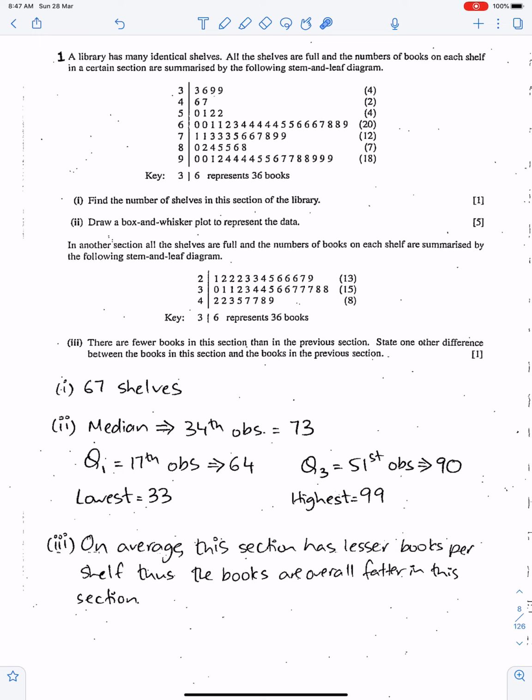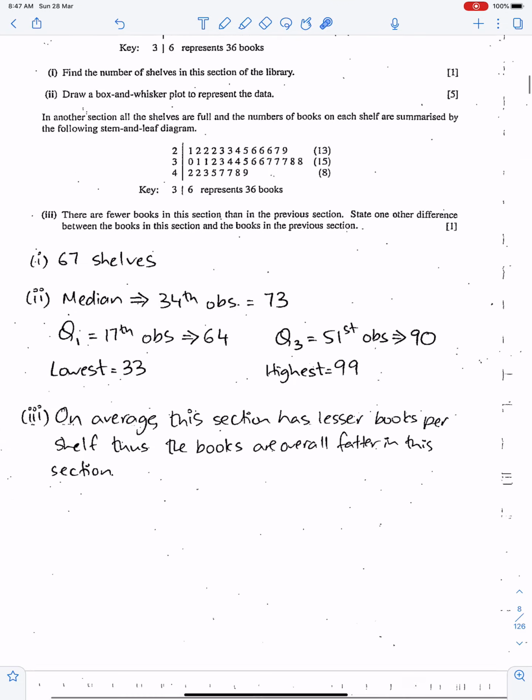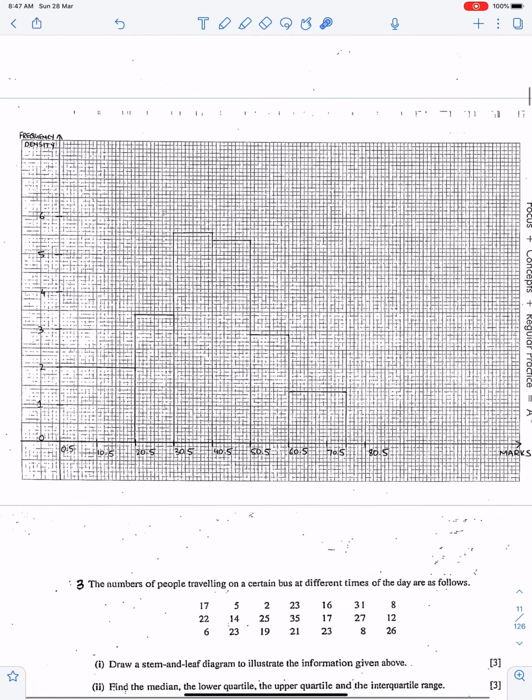because shelves are full. They are saying shelves are full, and there are fewer books in this section. That means either books are fatter or books are wider, or books are placed wider on the shelf. So you can give any reason. The books are either fatter in this section, or books are placed wider on the shelves. Because when books are fewer and shelves are full, that means either books are fatter or books are placed wider on the shelves. You have to give the reason according to the context.